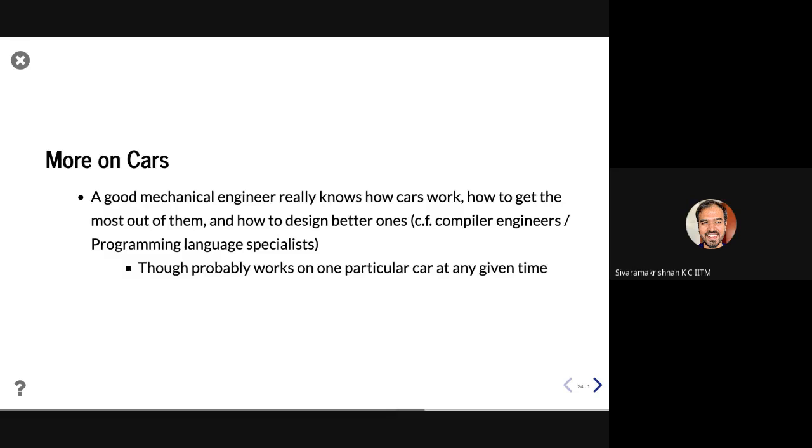And again, extending this analogy a little bit further, imagine a good mechanical engineer who really knows how cars work. He can actually build better ones, and he knows how to tune it and extract the best out of it. The analogy here is compiler engineers and programming language specialists. They understand how the cars work. They might just work on a single car.